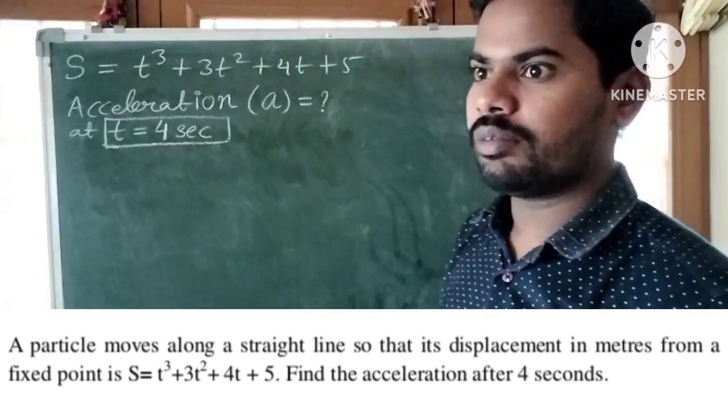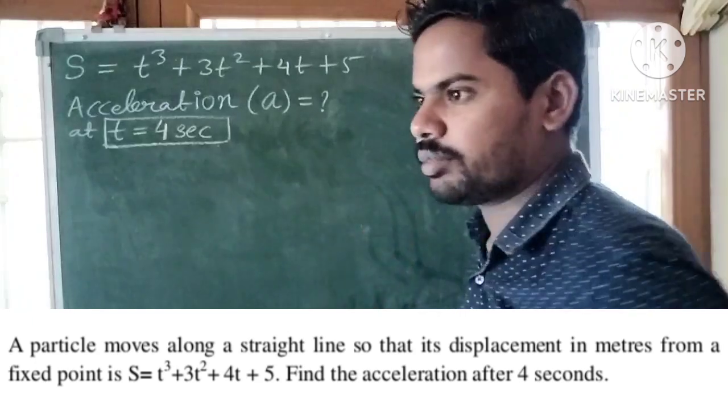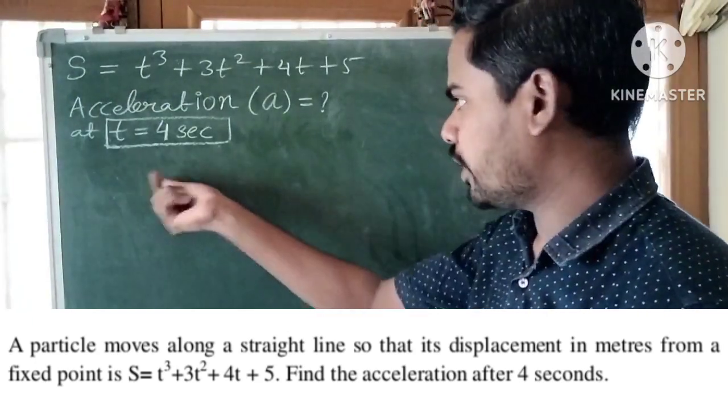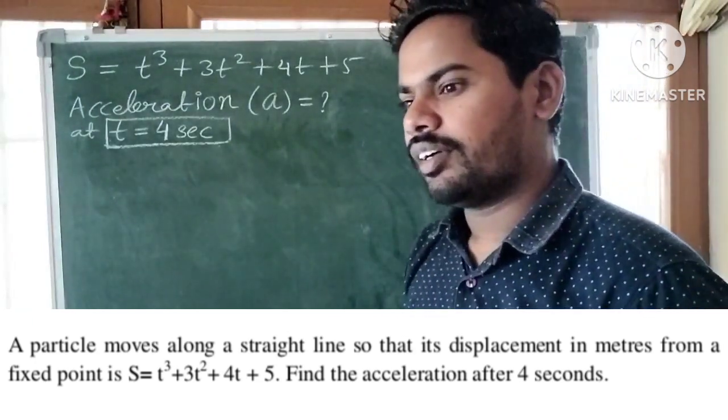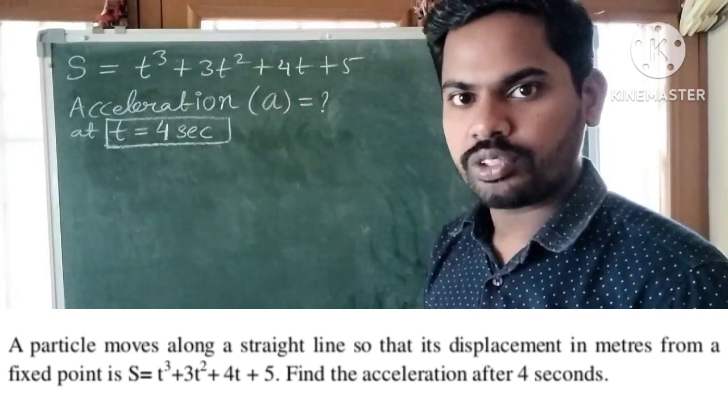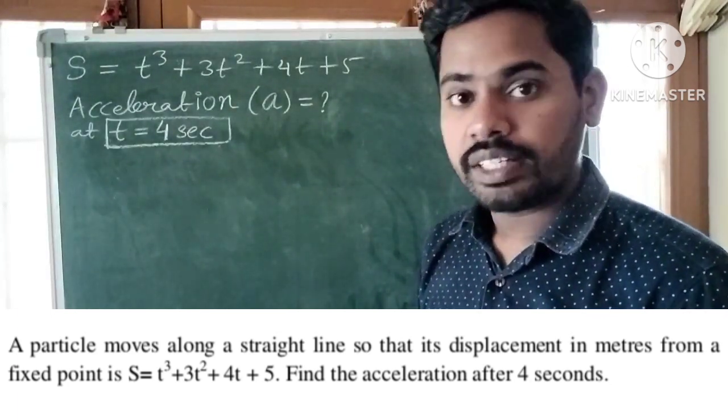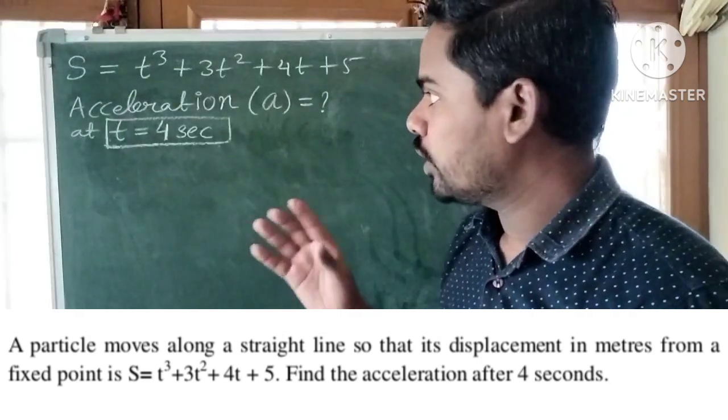So here a particle is moving along some straight line. We need to find the acceleration of that particle when time t is equal to 4 seconds.